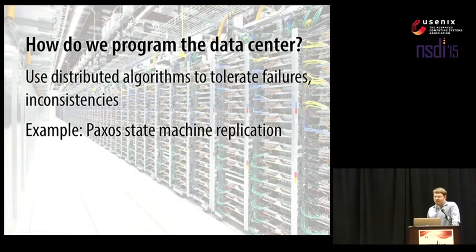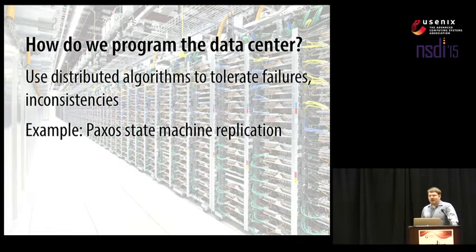Because we have to deal with these communications and failure challenges, we need to use distributed algorithms that can tolerate failures and data inconsistencies. So to give a canonical example, Paxos is used for state machine replication and consensus. And this is something that we use to make multiple copies of important data in our data center and to keep them consistent and highly available, even though some of the servers might have failed and messages might be lost in the network.